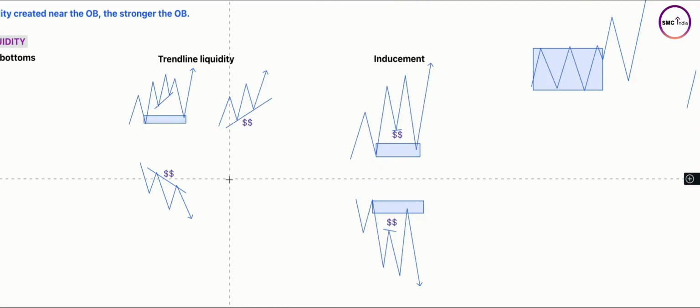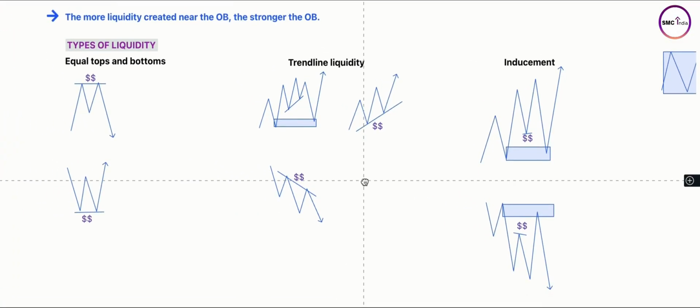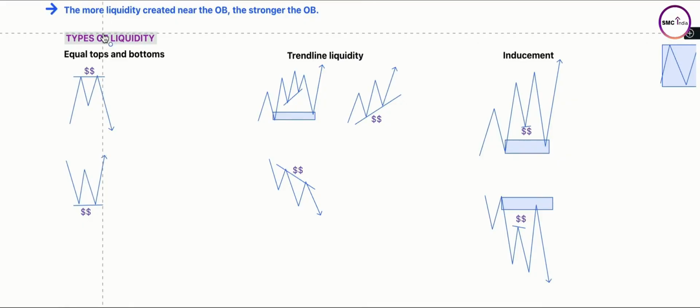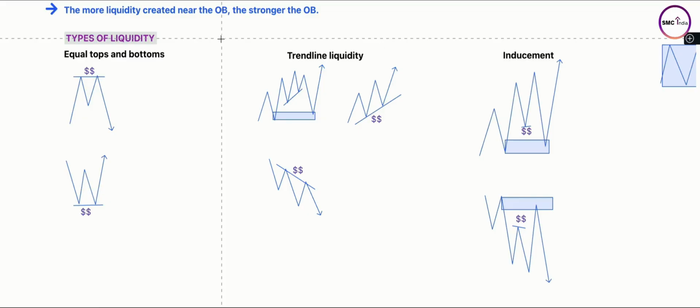Now I will be coming to live examples to show you the types of liquidities and how these liquidities strengthen the order blocks and how it helps the smart money makers to grab the money in the market and make their own money. So coming to the examples now.